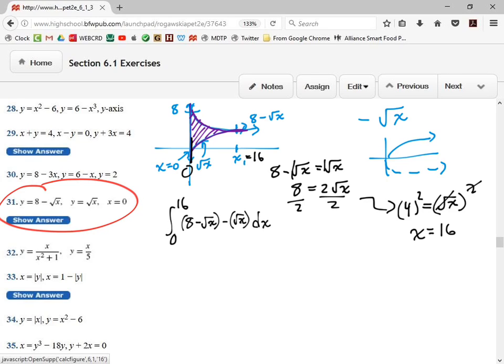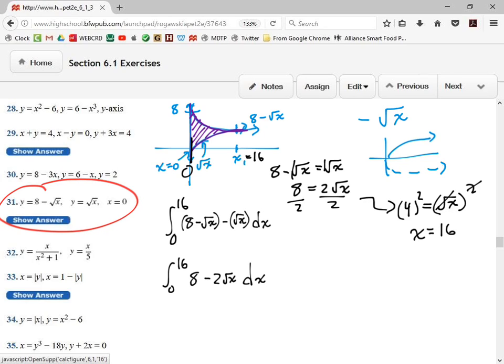So now let's simplify. So I have the integral from 0 to 16 of 8 minus 2 square root of x dx. Okay, and you don't need these parentheses. You can leave it like that. Now before I integrate, just to practice, I would probably just integrate it how it stands right now. But do you guys see anything I can do to try to make the number smaller?